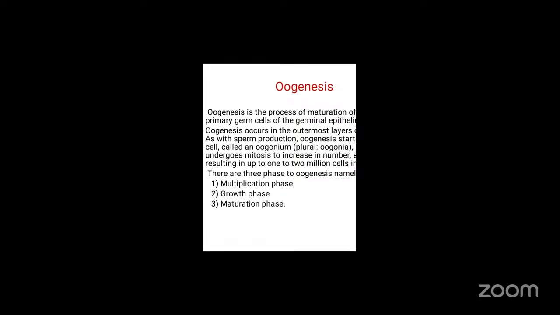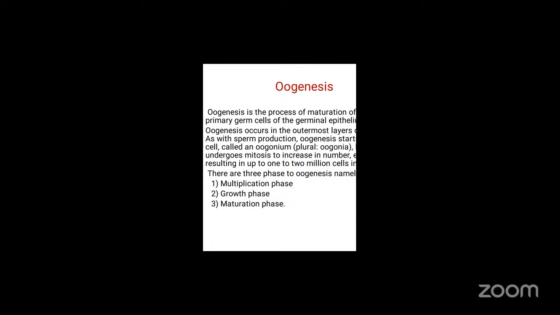Like spermatogenesis, oogenesis also involves three phases: the multiplication phase, the growth phase, and the maturation phase. That means first the oogonium multiplies and gives rise to a number of cells. Then they further develop and grow, and after growing to a maximum size, they attain maturity. That is what we call the maturation phase.